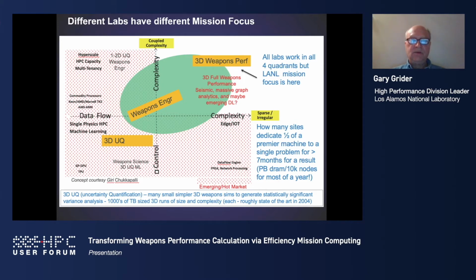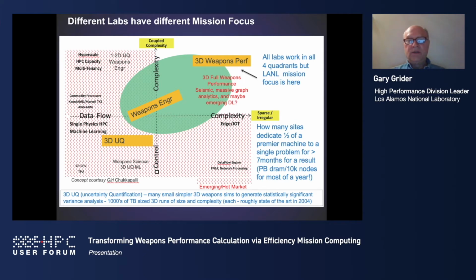And Los Alamos is sort of at the other end of the spectrum. We run 3D weapons performance calculations for the most part, and that's our part of the complex's mission. And so you'll see that Los Alamos and Livermore buy very, very different kinds of machines, and that's because our missions are very, very different.